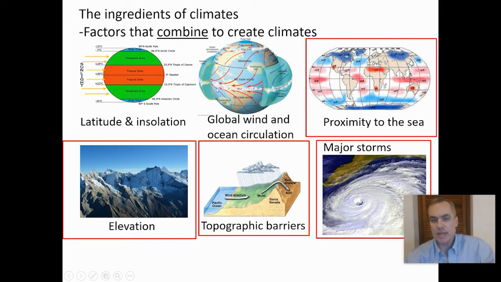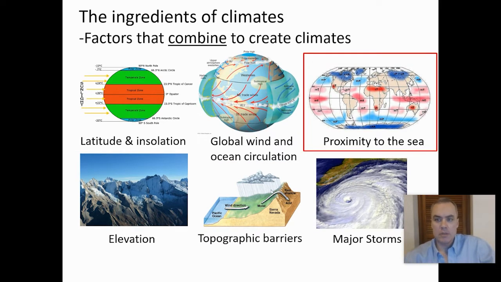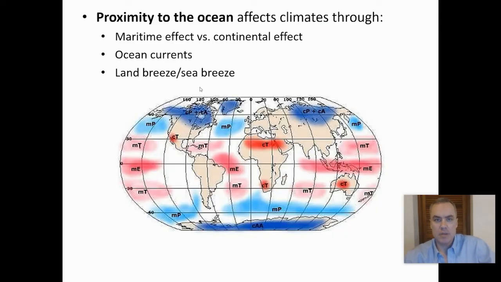And then after that, the next most important is usually the global winds and how the wind distributes those temperatures that the sun puts on the earth from the tropics outwards toward the poles and from the poles toward the tropics. But in this video, we're going to look at other factors: proximity to the sea, elevation, topographic barriers, and major storms, and see how they play a role as well. Let's start with proximity to the sea.